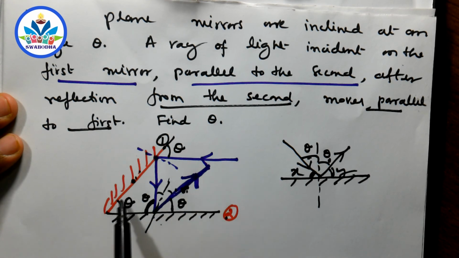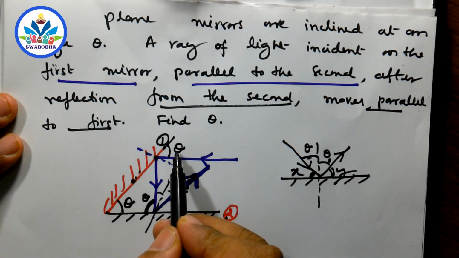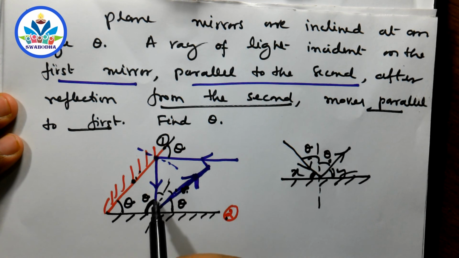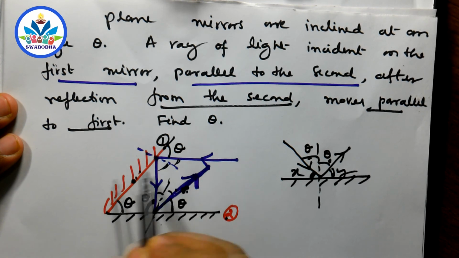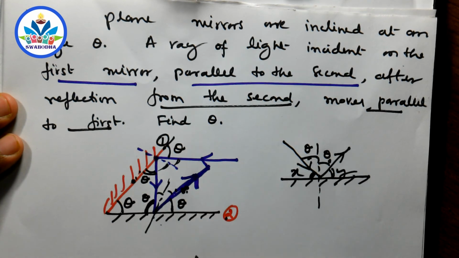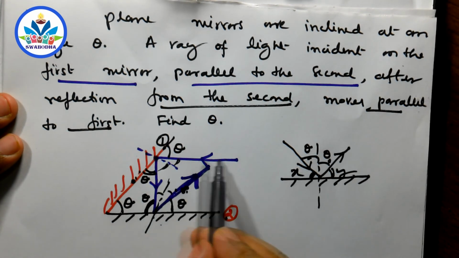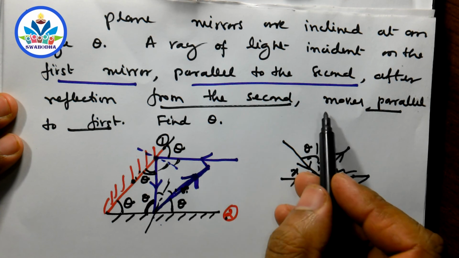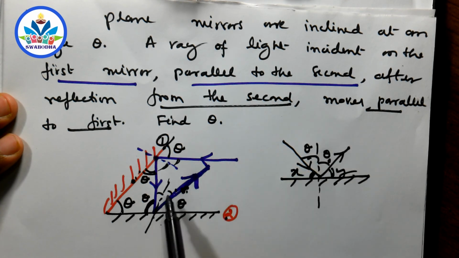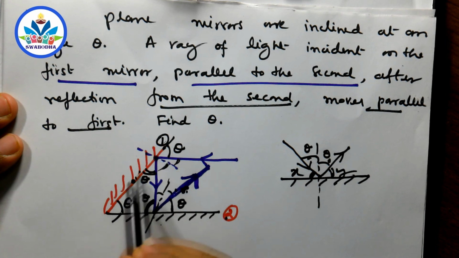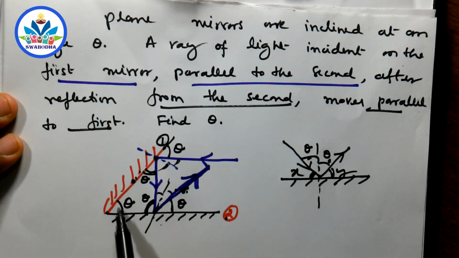So this angle should be theta. If this is theta, for this one, here is angle of incidence and reflection, but the glancing angle is theta. Right? Hope you have followed this. This ray and this ray are parallel, according to the problem. Finally the ray moves parallel to the first. Okay, this is parallel to this. Theta, because this angle is already given.